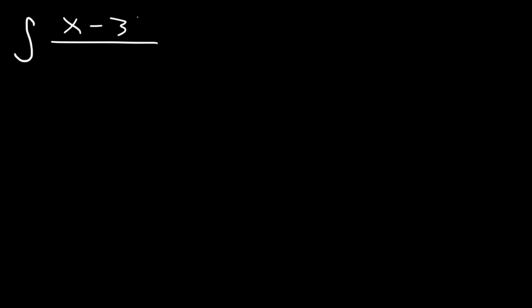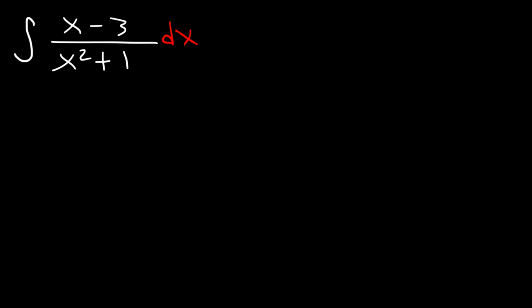Integration of x minus 3 over x squared plus 1 dx. So what can we do in this problem? X squared plus 1 looks like an arctan problem. If we make u squared equal to x squared and u equal to x, du is going to be equal to dx. And that's not going to help us get rid of this. So therefore, we need to do something else.